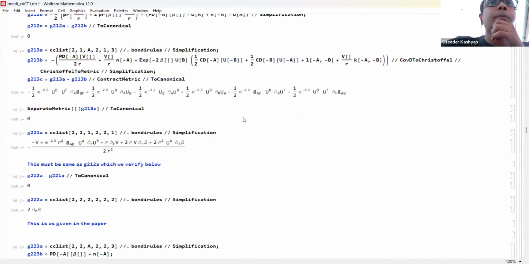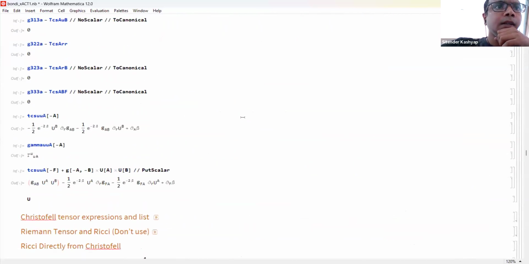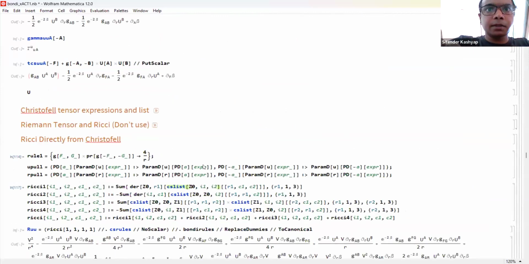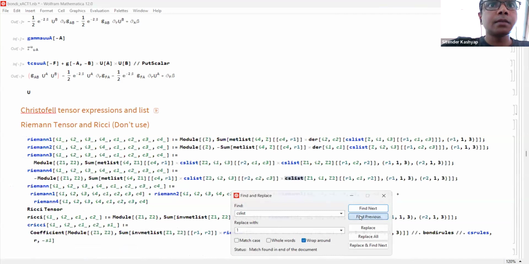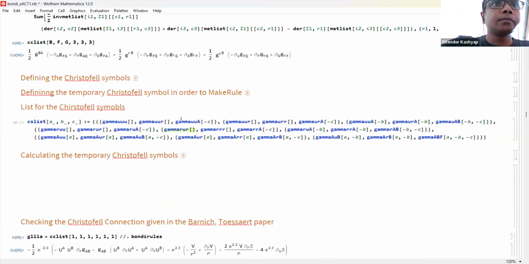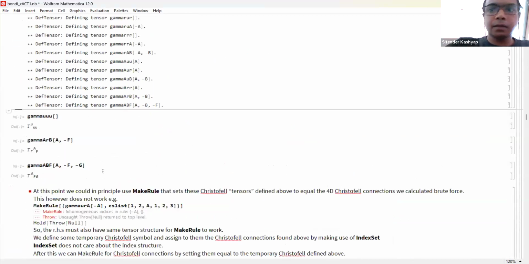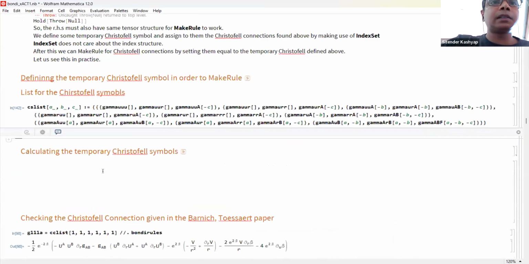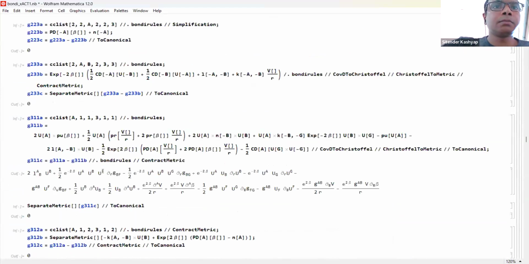Okay, no issues. The point is the following. So this CS, let's search for it. Unfortunately, we'll have to run all of this. There is some internal thing which had to be done. So once we do that, now we can go to the Ricci.